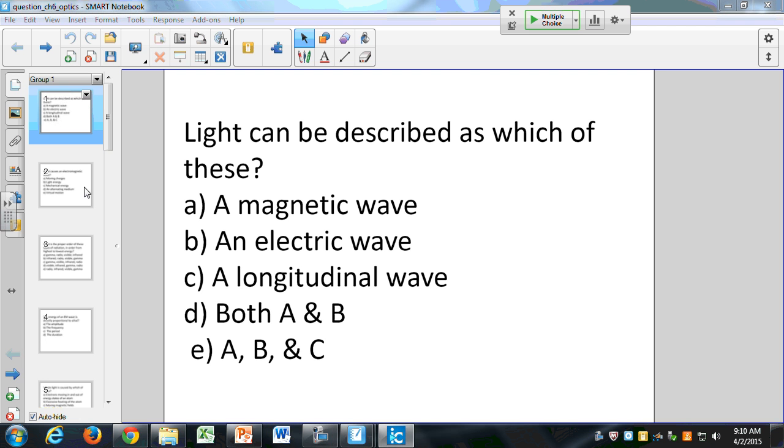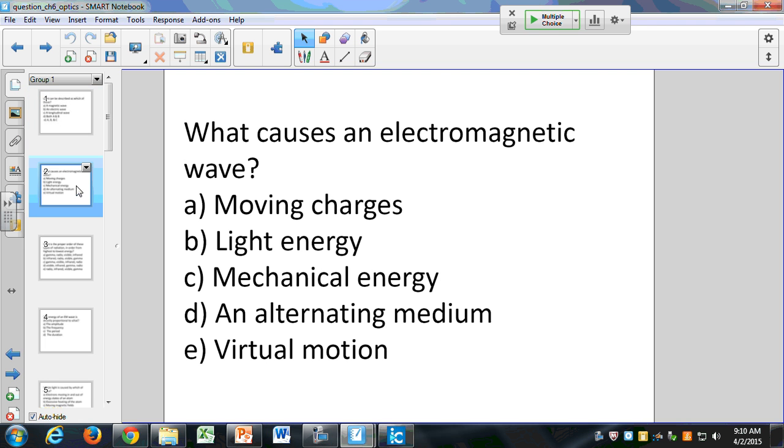I'll post these questions online soon. What causes an electromagnetic wave? Moving charges, light energy, mechanical energy, an alternating medium, or virtual motion. Here we talked about both how radio waves and visible light are formed. So what causes these electromagnetic waves?